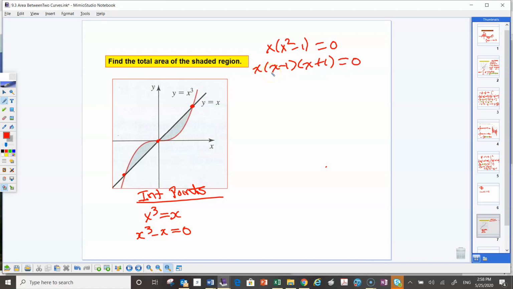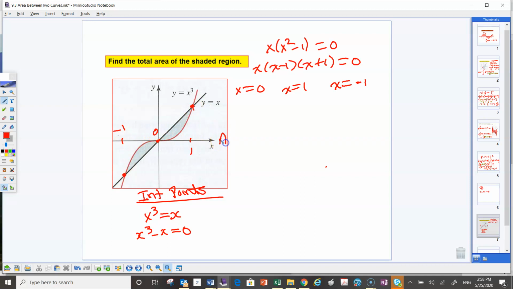So therefore, I'm multiplying three things and getting 0. So either x is 0, or x is 1, or x is negative 1. So the x coordinate of that intersection point is negative 1. This one is 0, and this one here would be positive 1.